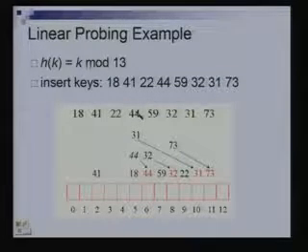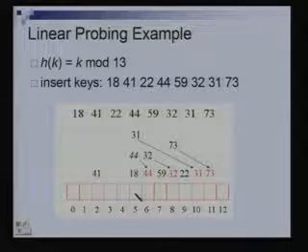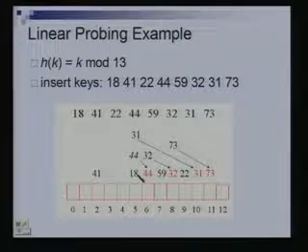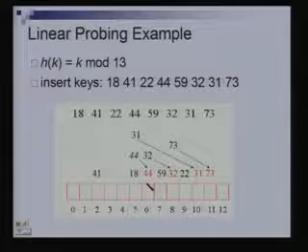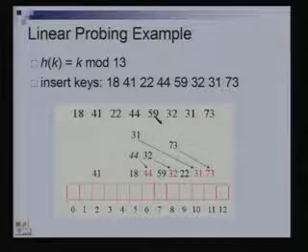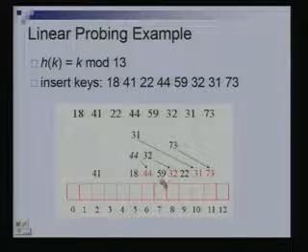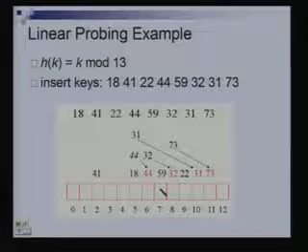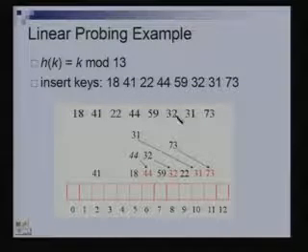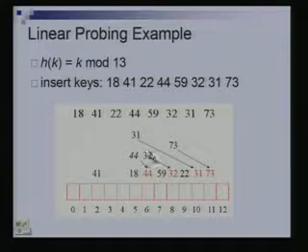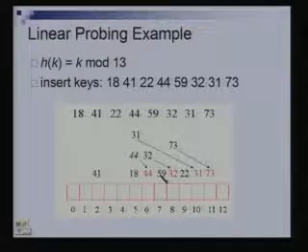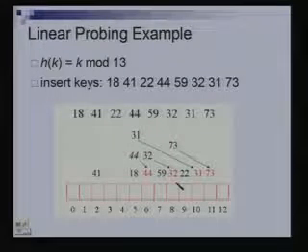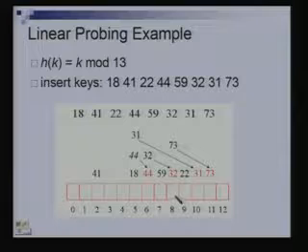44, 44 mod 13 is 5. So we want to put 44 at this location, but this location is already occupied by 18. So 44 will now search for the next location. This location is empty, so we put 44 here. 59, 59 mod 13 is 7. We come to this location, it was empty, so we put 59 here. 32, 32 mod 13 is 6, and 44 is sitting at 6. So we go to the next location, 59 is sitting at this location. So we go to the next location, which is still empty, so we put 32 here.